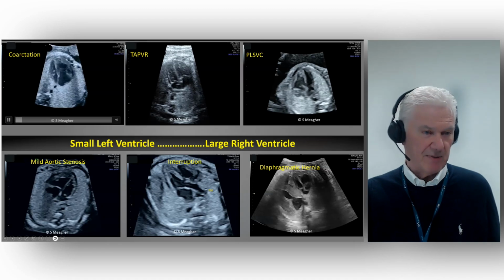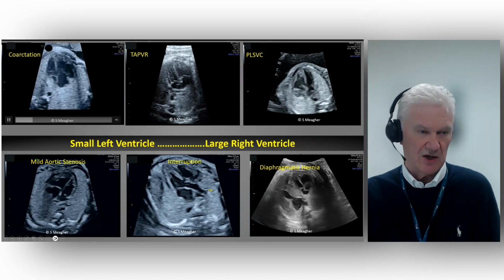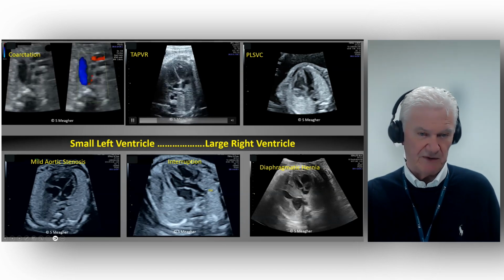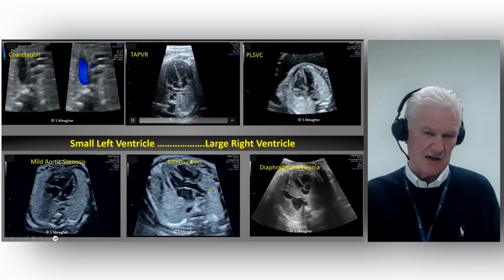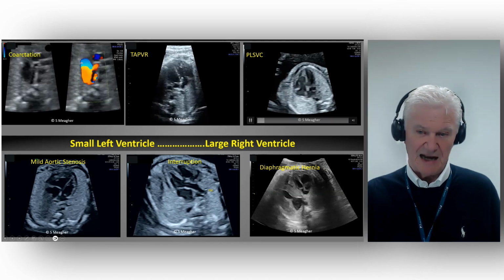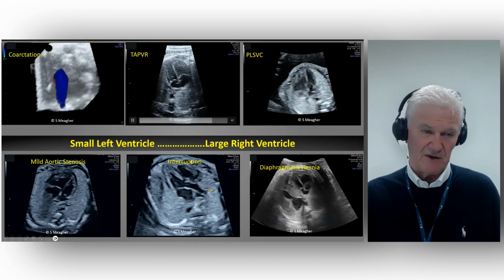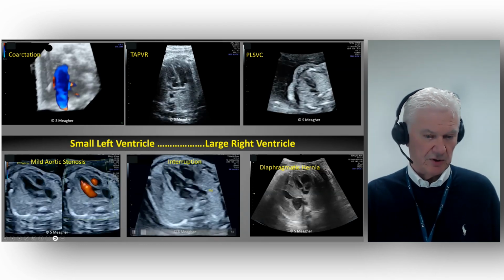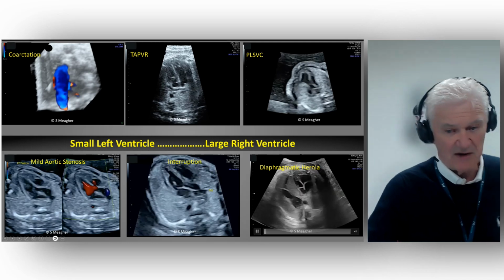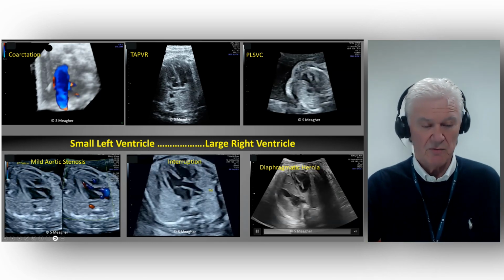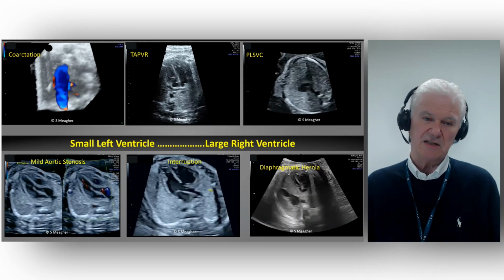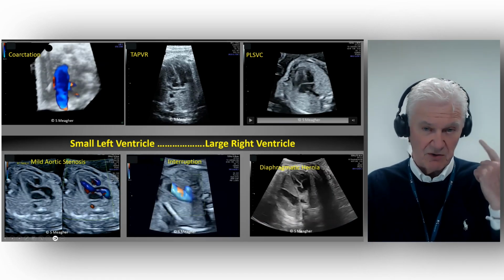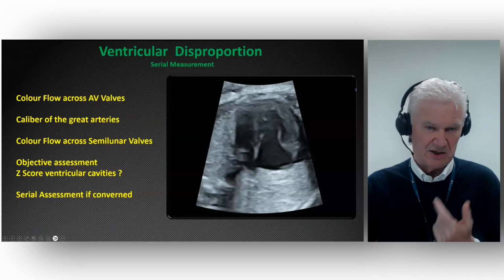So when you look through these examples of discordant ventricles where there are pathologies: in the first, coarctation. In the second, total anomalous pulmonary venous return. In both of these, the right ventricle is larger than the left. In this one, persistent left superior vena cava, you can see the left ventricle is smaller than the right. Mild aortic stenosis, aortic interruption with a posterior malaligned VSD, and diaphragmatic hernia causing a compression effect with a small left ventricle. In all of these cases, you look at them as being a small left ventricle or a large right ventricle. These are the differentials that are running through your head when you're seeing ventricular disproportion.